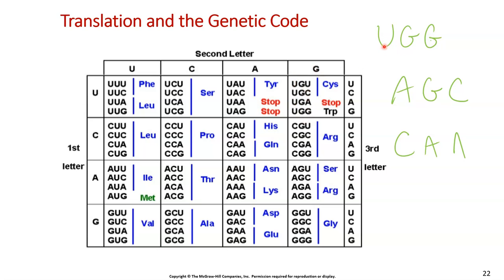And then we just finish the rest of the code. It's UGG, so we find it. UGG is going to make TRP, which is tryptophan. So you would write TRP. The same thing with AGC. So I'll do that one.